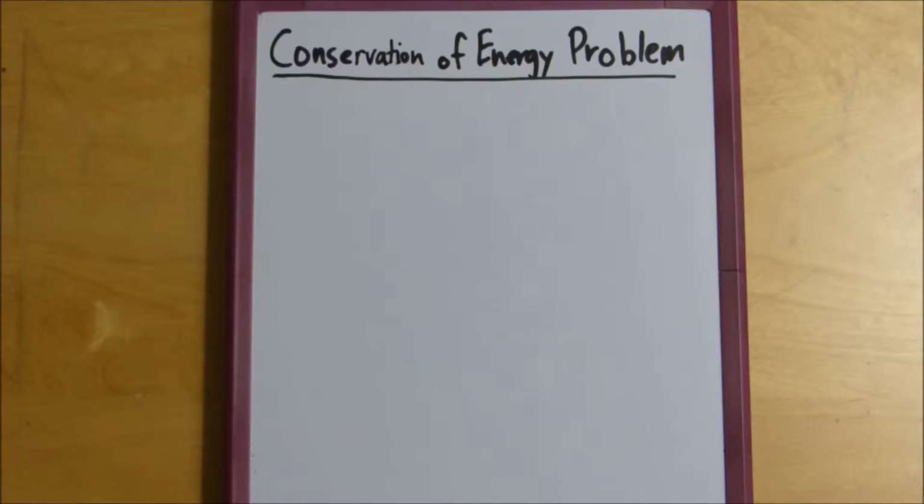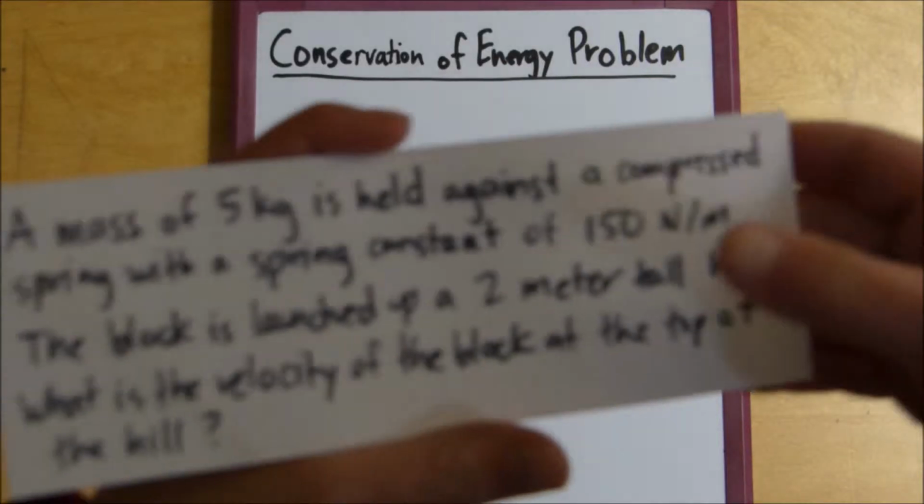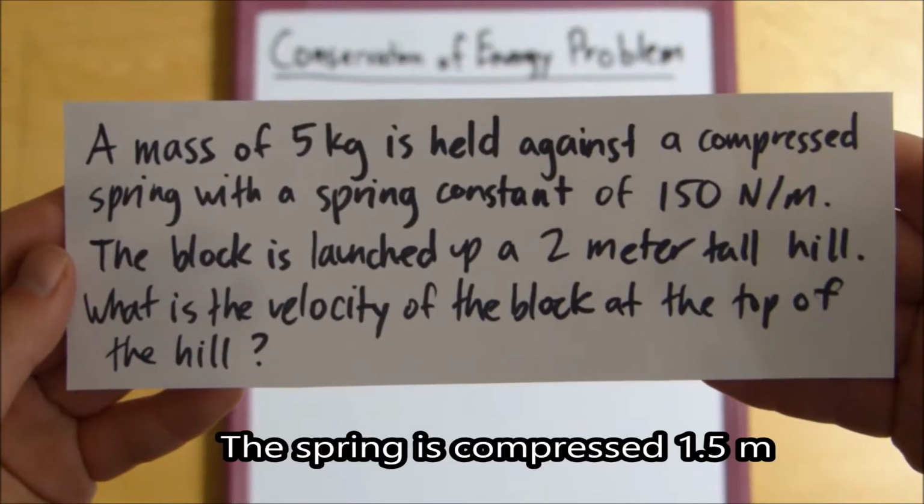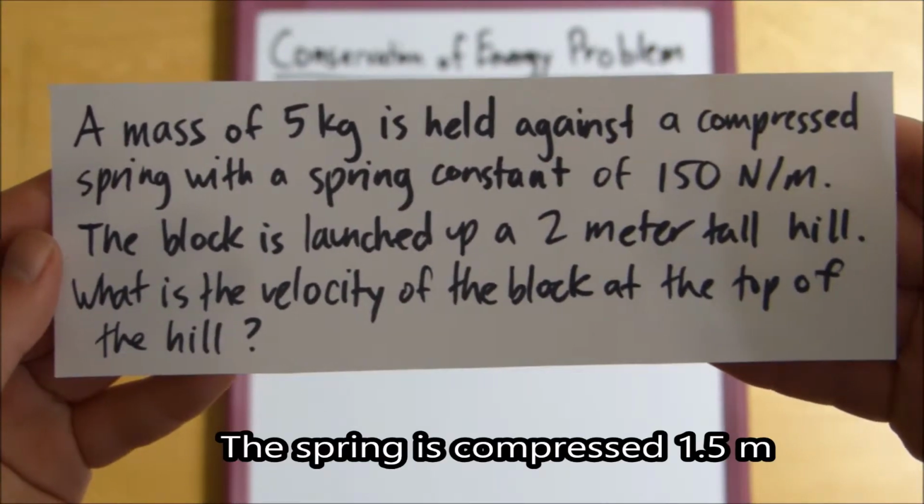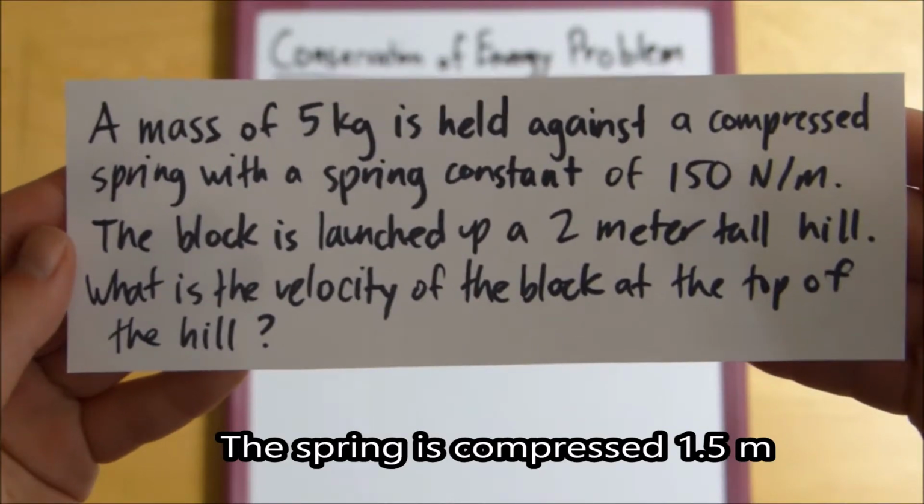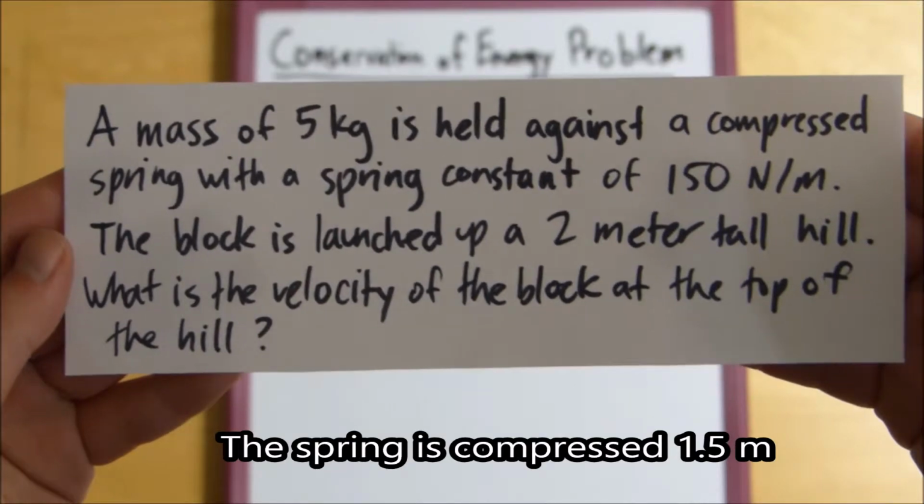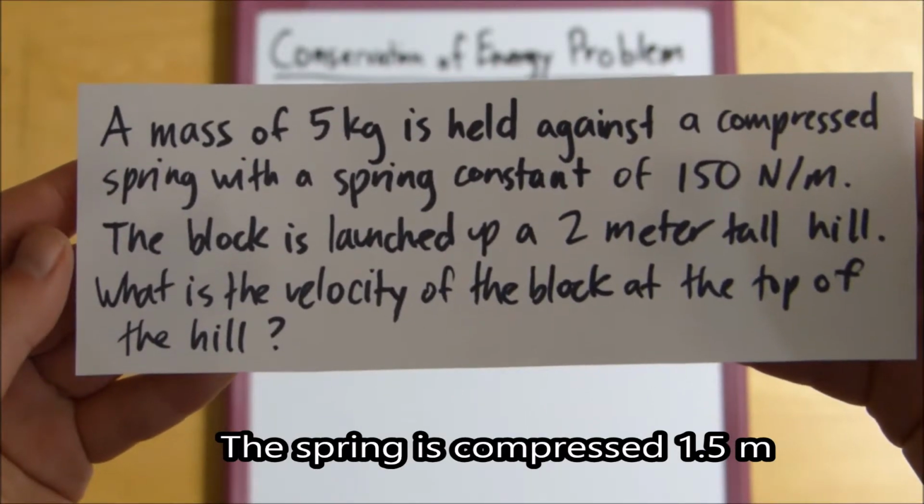Alright, so now let's do a conservation of energy problem. Let's say that we have a mass of 5 kilograms held against a compressed spring with a spring constant of 150 newtons per meter. The block is launched up a 2-meter tall hill. What is the velocity of the block at the top of the hill?